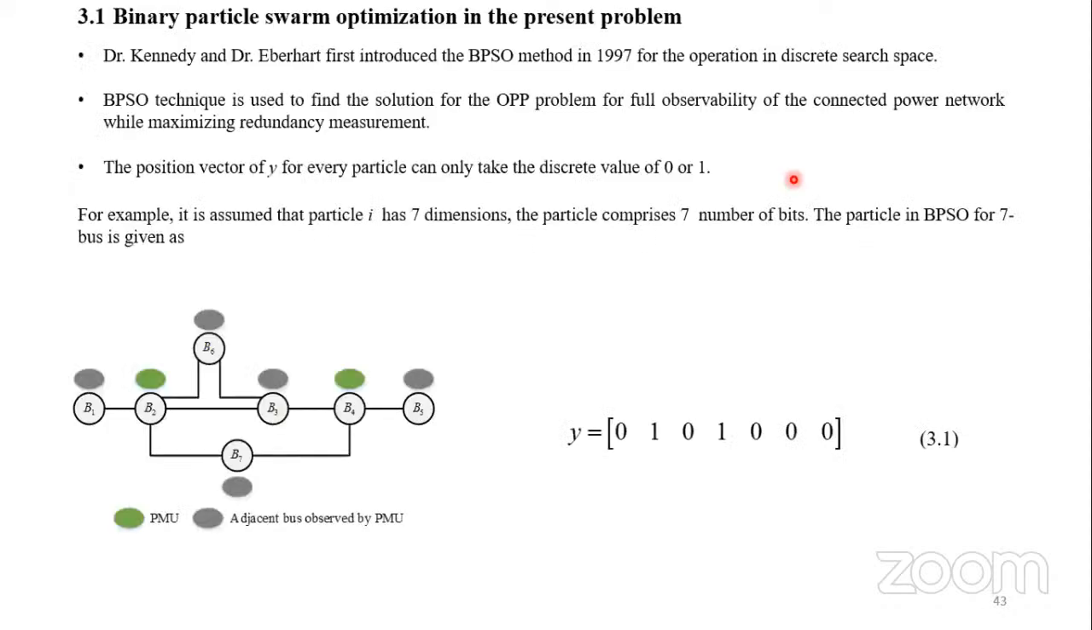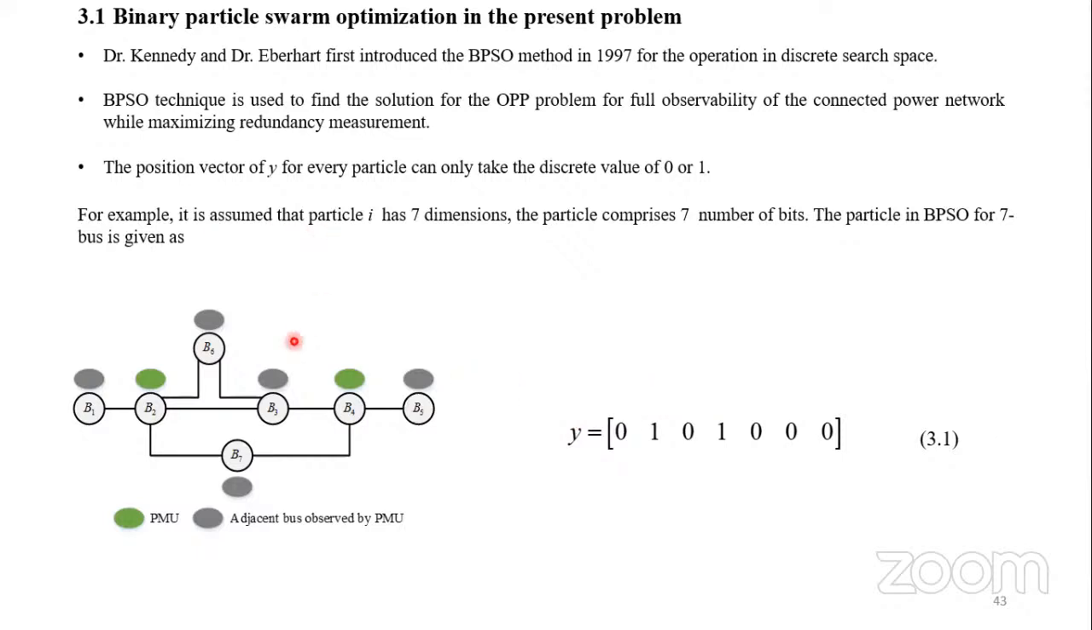Now let's talk about the BPSO technique, that is the binary particle swarm optimization technique, which is used for the optimal placement of PMU here. This technique was introduced in 1997 by Dr. Kennedy and Dr. Eberhart, and it is used in the discrete search space. Here I have taken one example, again a 7 bus system. As we just discussed, if we place PMUs at bus number 2 and bus number 4, it will observe the whole system, right? The gray sign is the complete observation by PMU, and the green sign shows that these two buses are equipped with PMU. So again, the solution.